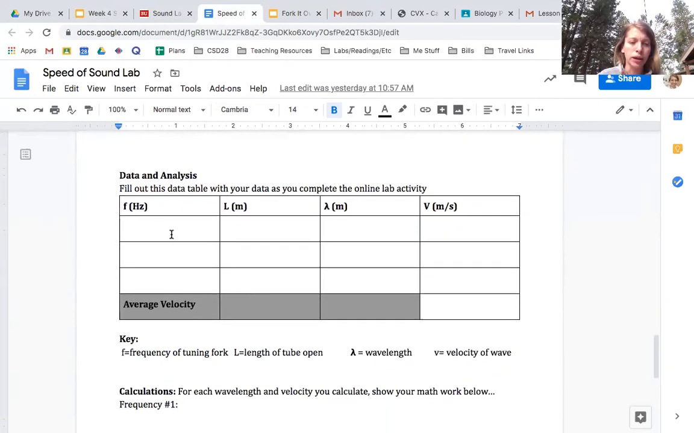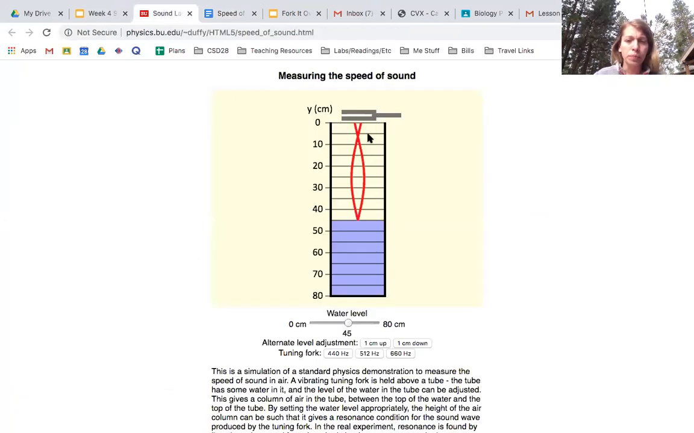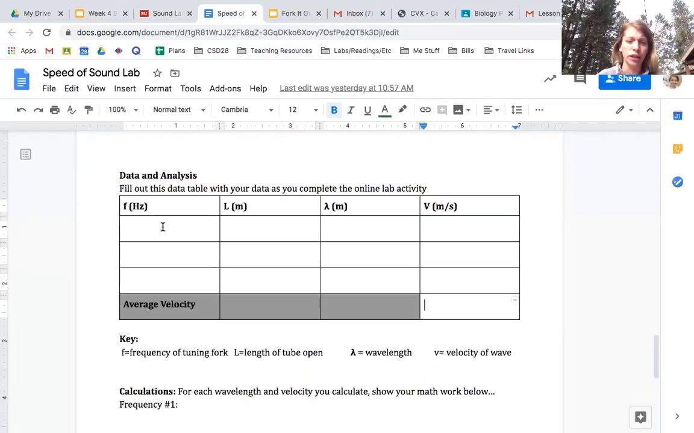But then one of the most important things is this right here, your data table. So first thing you're going to do is you're going to click the first tuning fork. Okay, so it's 440 hertz, and you're going to record that into your data table. So I'm going to write 440 Hz.